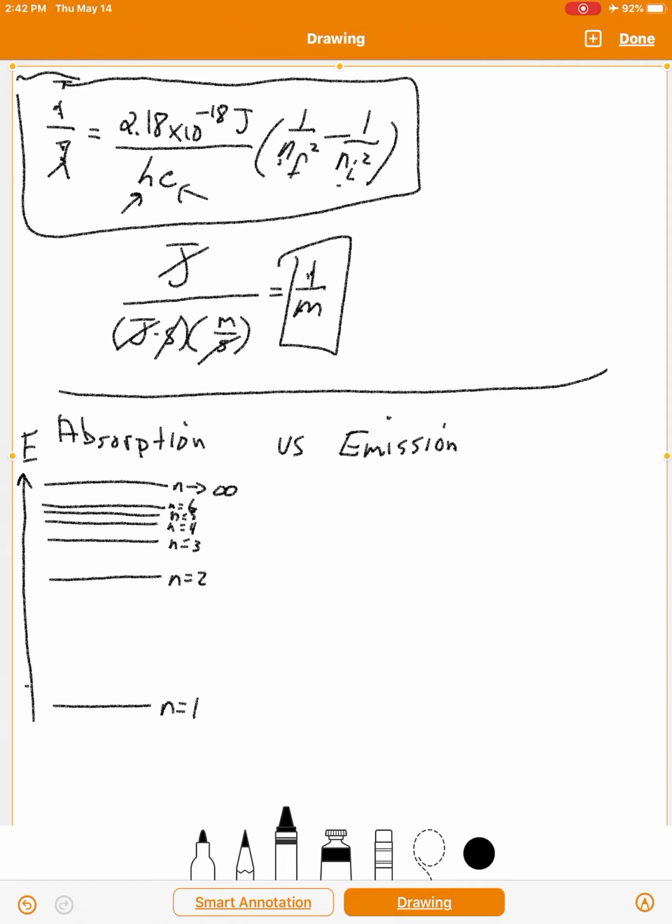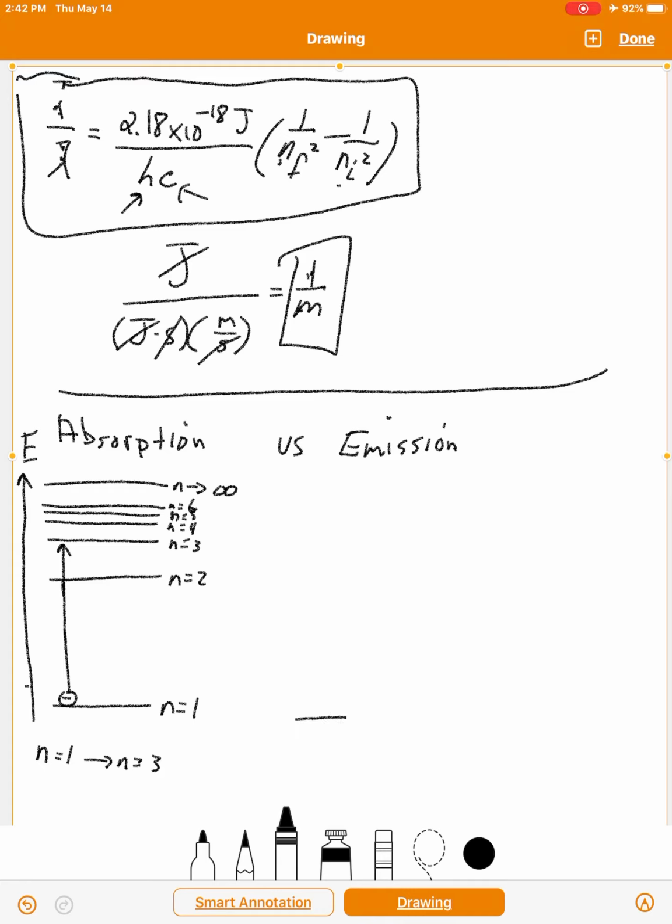Absorption is the case where the electron is promoted to a higher level. I'm just going to show one of those transitions here. This would be n equals 1 to n equals 3. So if the quantum level is increasing, that's called absorption. The energy is absorbed by the atom, so we call it absorption.